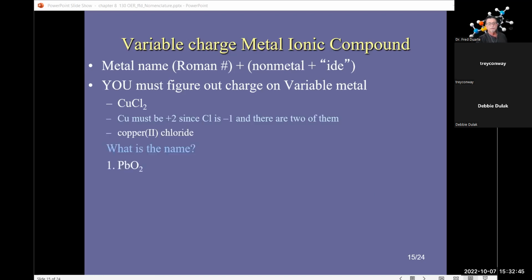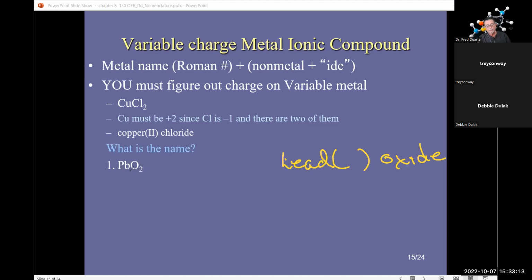All right, let's take a look at this one, all right? So we know base name, Pb is lead. Lead's not part of the sweet 16, so I know I got to use parentheses. And then oxygen is oxide. Okay, so that's 50% of the name right there. Lead oxide.